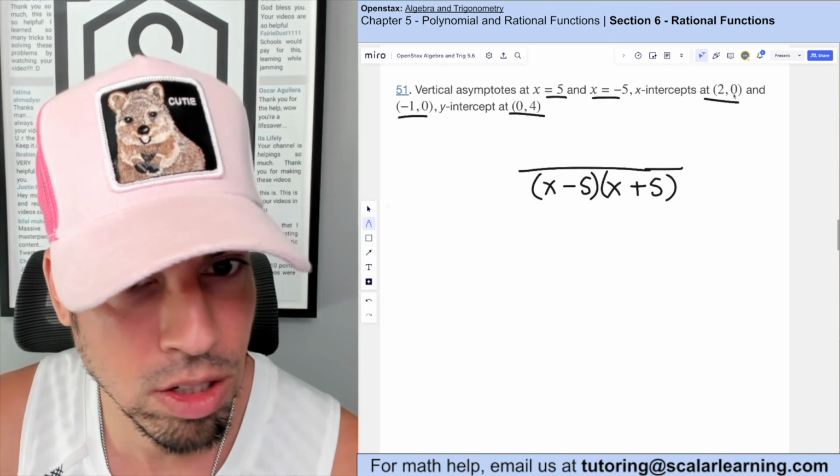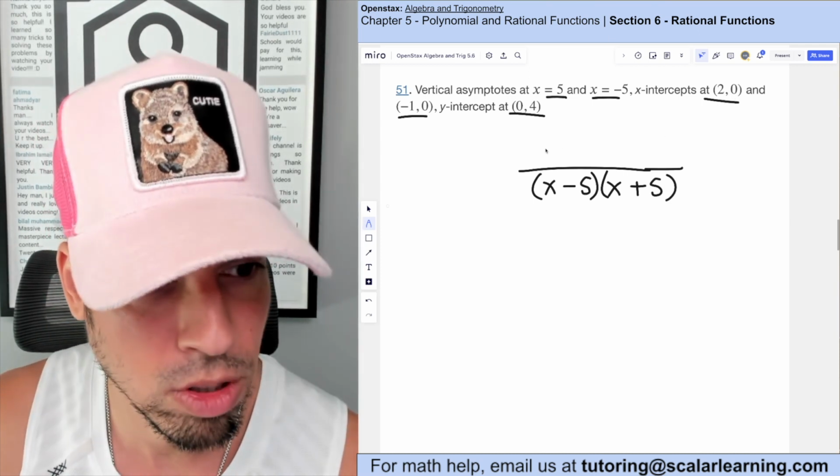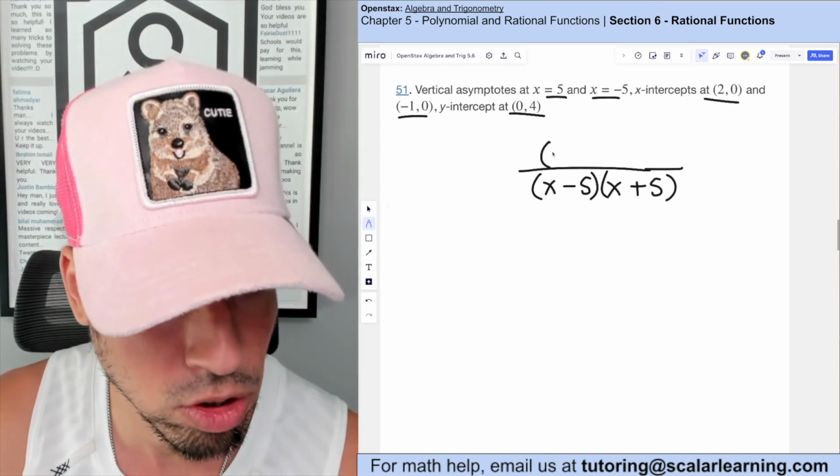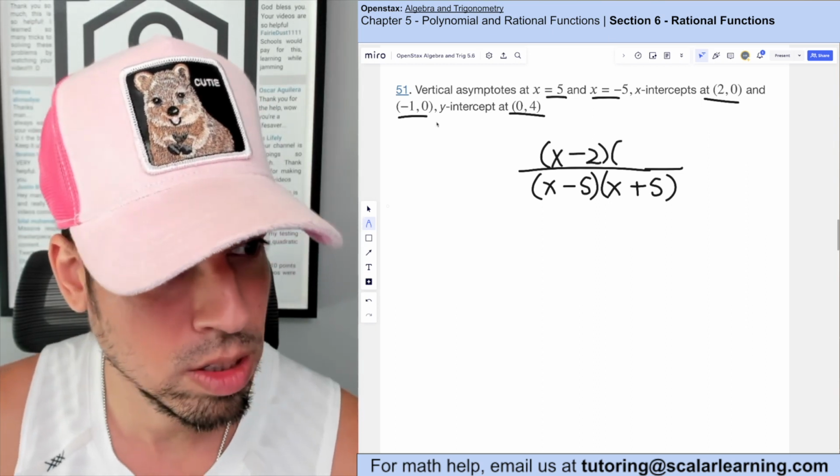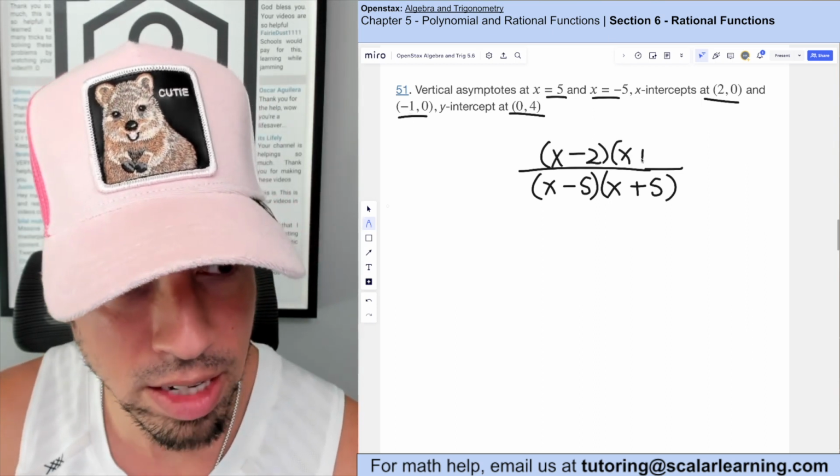Okay, and then for the x-intercepts, that's going to be what zeroes out the numerator. So if I have 2 as an x-intercept, then I'm going to have x minus 2 on the top, as well as x minus negative 1, aka x plus 1.